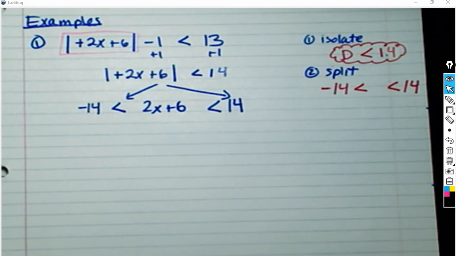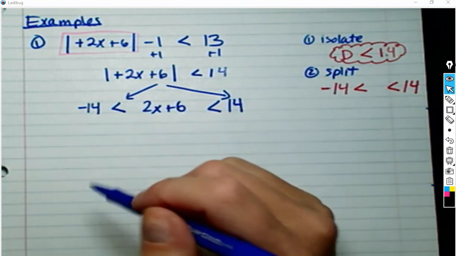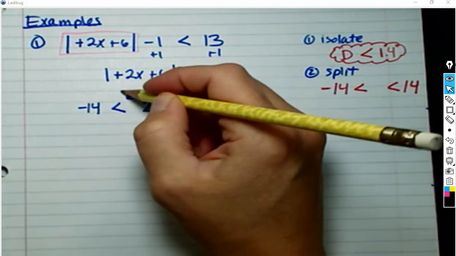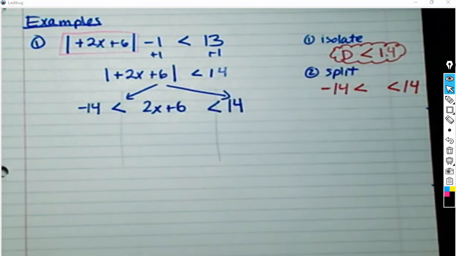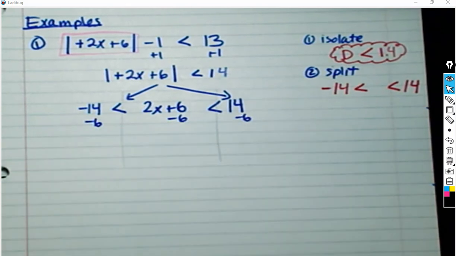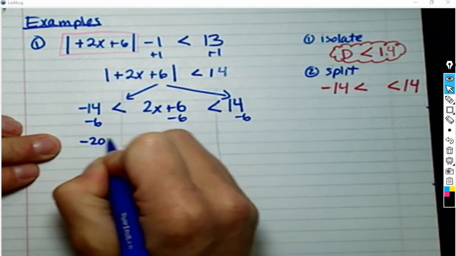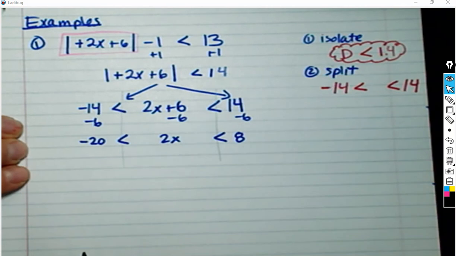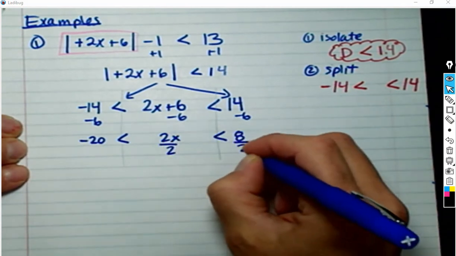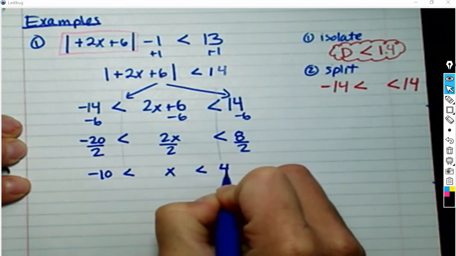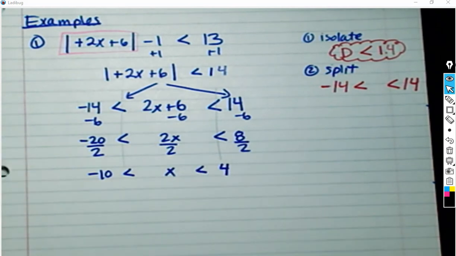Okay, so this is called a three-part inequality. When you solve this, you solve it just like an equation, except that you have three parts. So when you subtract 6, you got to do it from all three pieces. But all the same general rules apply. So when I divide by 2 in all of the spots, that's my inequality answer.